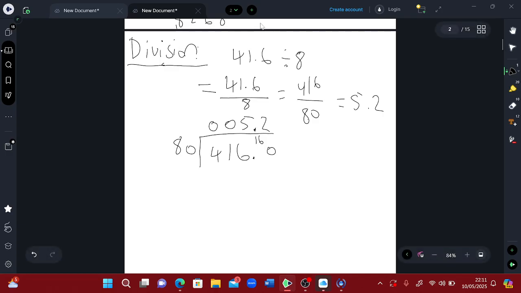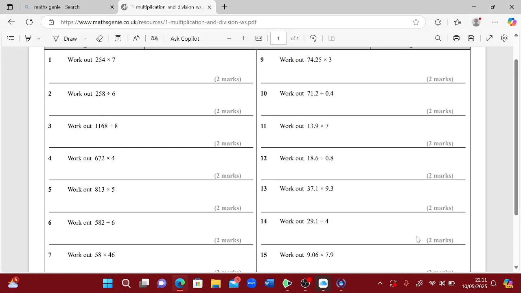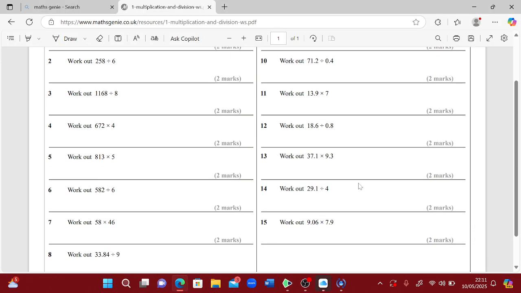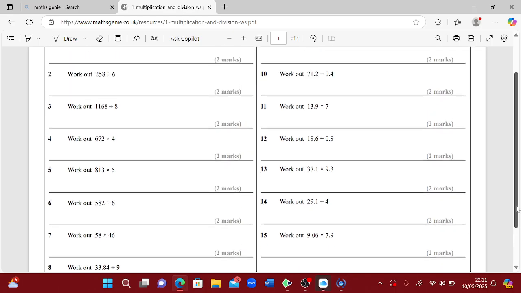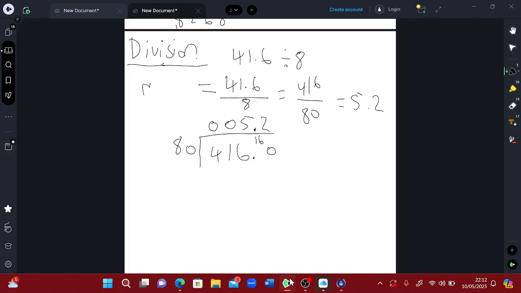Okay. I wonder, what example is on here? Yeah, my examples cover all this pretty much. Let's do this one here. 18.6 divided by 0.8. So that's an example.